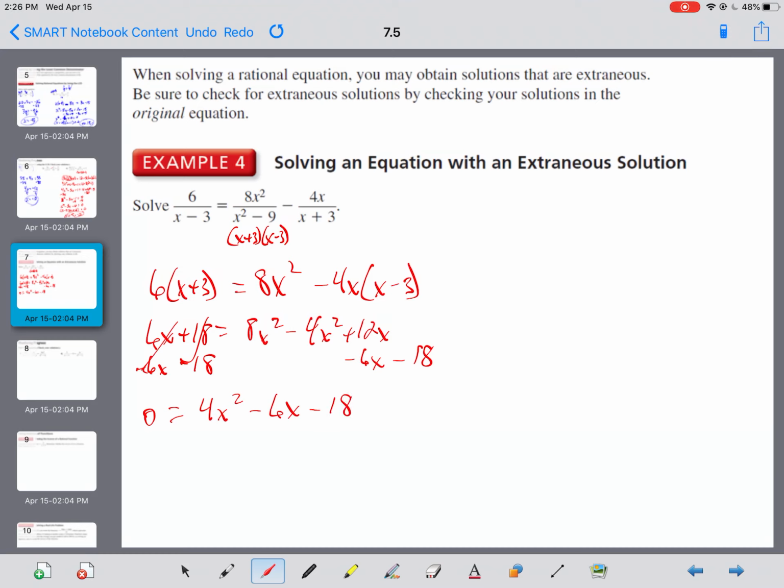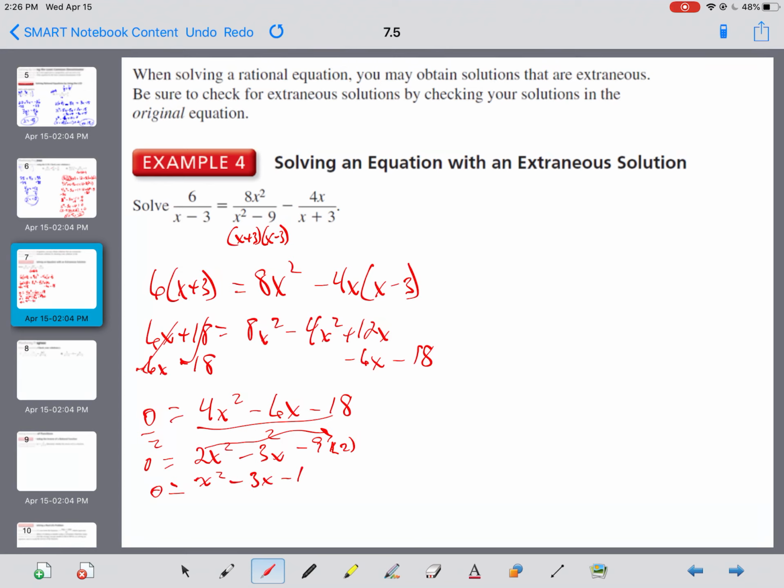Okay, those go, gives me 0. 8x squared and 4x squared is 4x squared. 12x minus 6x is minus 6x. And then minus 18 at the back. 2 goes into all of them. So 0 equals 2x squared minus 3x minus 9.